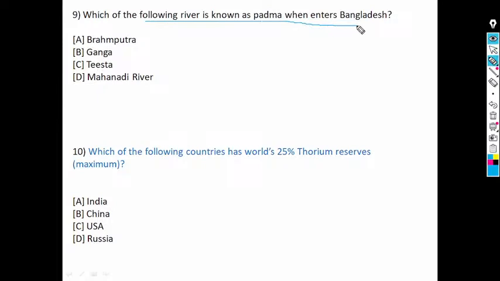Which of the following rivers is known as Padma when it enters Bangladesh? Brahmaputra, Ganga, Tista and Mahanadi. It is the Ganga river that is known as Padma when it enters Bangladesh.